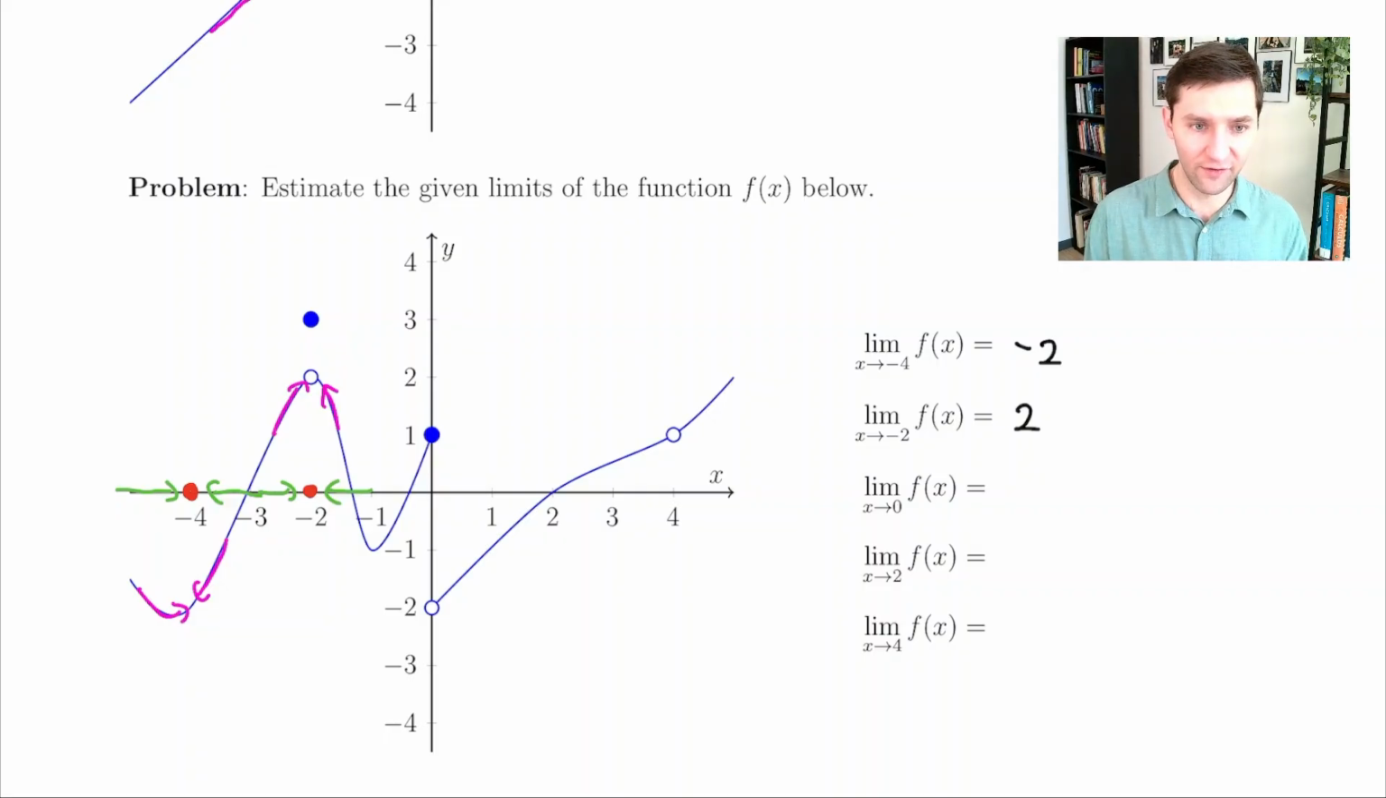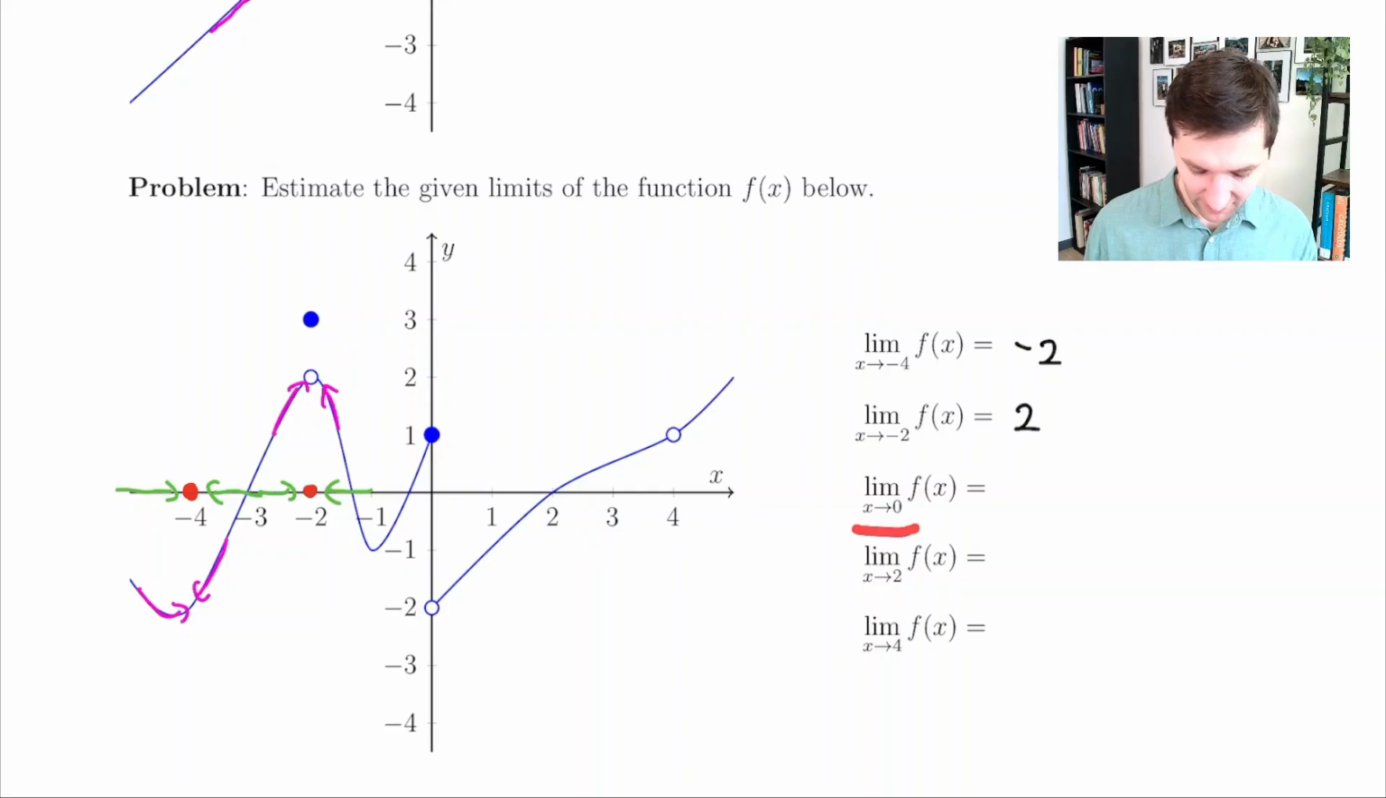Note that the fact that the value of this function at -2 was 3 is irrelevant. It doesn't matter what the value of the function at -2 is. What matters is what happens to the values of the function as x's approach -2. And those values definitely get closer and closer to 2.